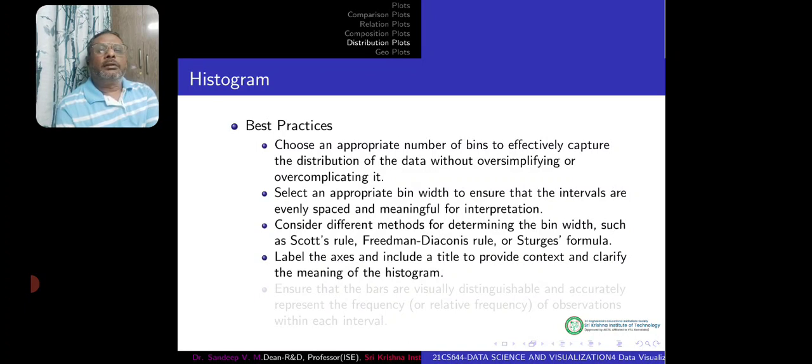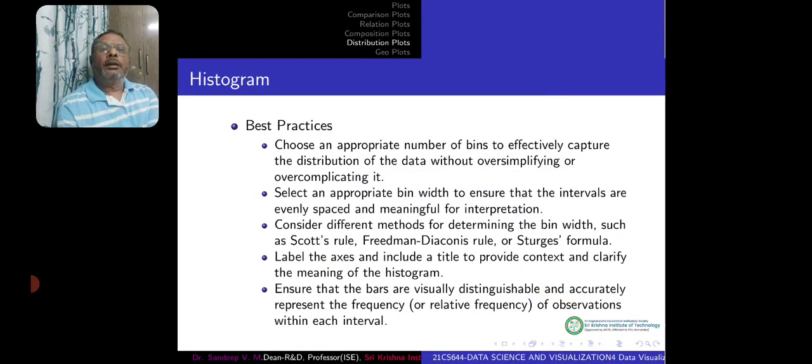Labels on the axes, including the title, will provide better context and give meaningful clarity to the histogram. And we must ensure that the bars are visually distinguishable and accurately represent the frequency of observations within each interval.